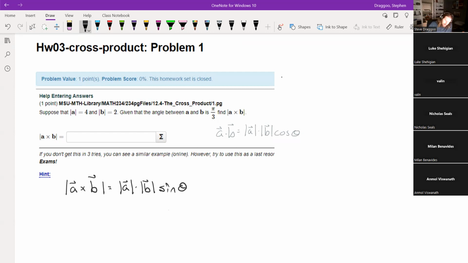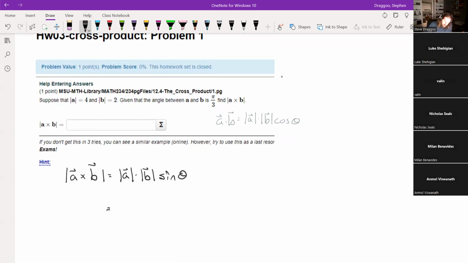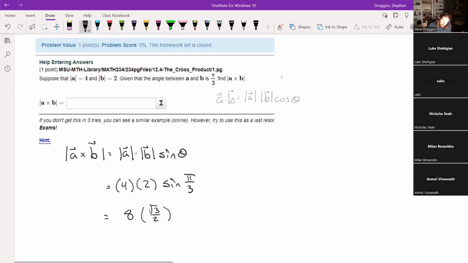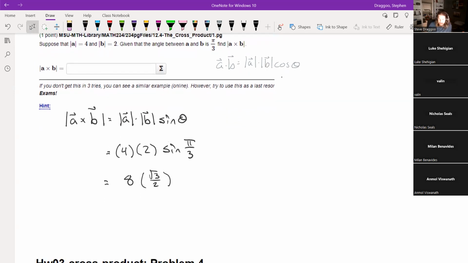But with that definition, all we really have to do is just plug some stuff in. The magnitude of A is 4, the magnitude of B is 2, and the sine of pi over 3 goes there. So then this is 8 times the square root of 3 over 2, if we remember stuff from our unit circle. Sine of pi over 3 is root 3 over 2.